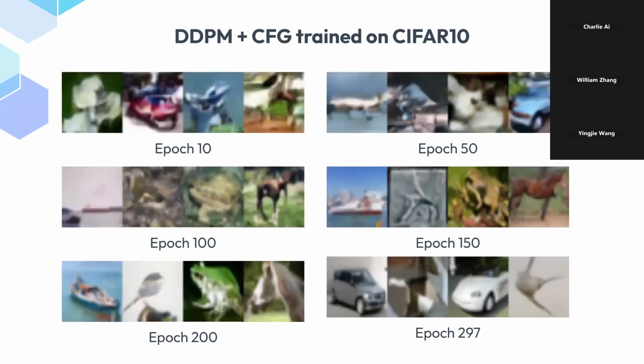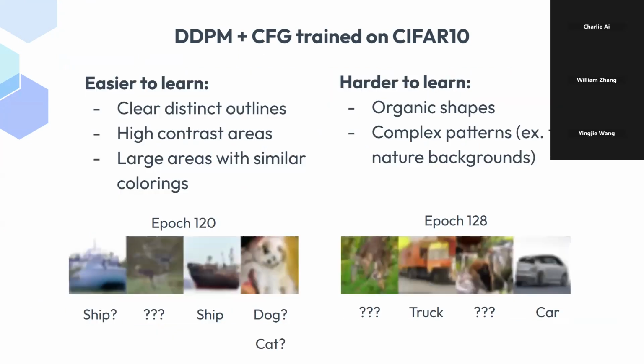And here are some of our results. We started training on CIFAR-10, around 300 epochs using DDPM and CFG. As you can see, the image quality significantly improved throughout the epochs. Some of our observations are that there are certain things the model found easier to learn and some things the model found harder. For example, clear, distinct outlines and images with high contrast areas were learned really fast and showed up earlier on in the epochs.